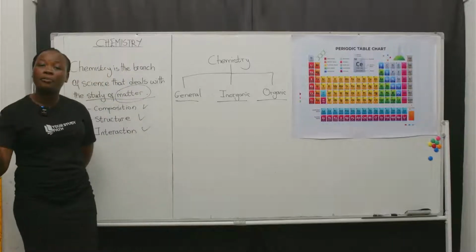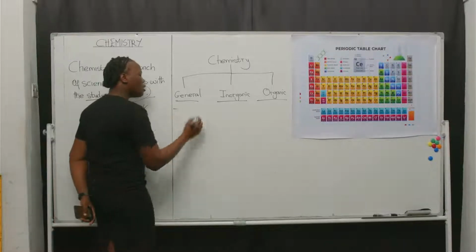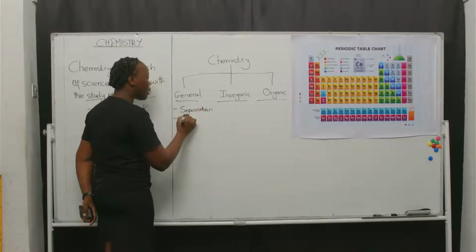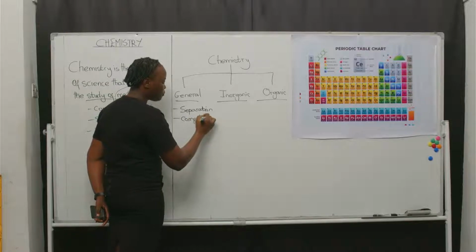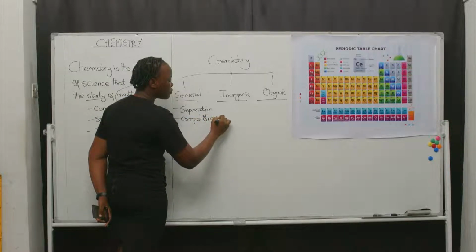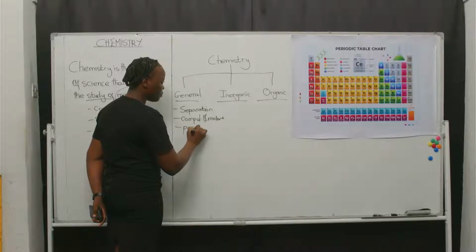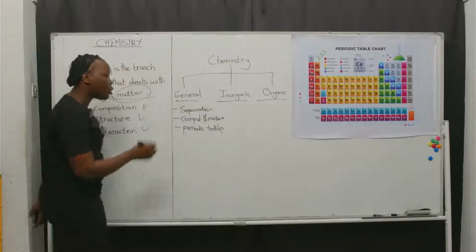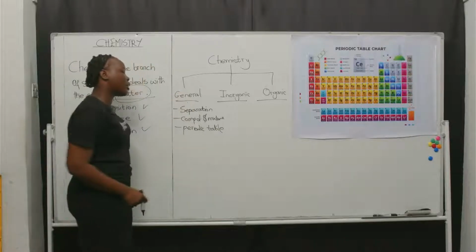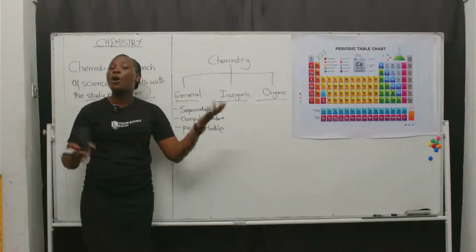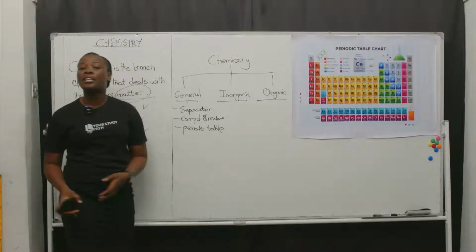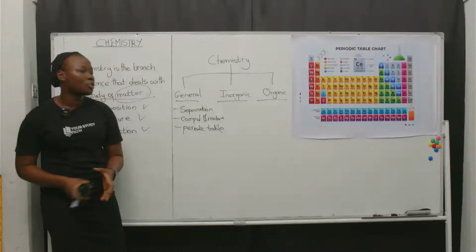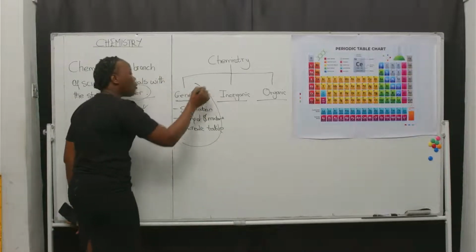When we say general chemistry, what comes to mind? Topics like separation, topics like compound and mixture, periodic table, and a whole lot falls under general chemistry. Separation, compound, mixture, matter, volumetric analysis, acid and base, oxidation and reduction reaction, they are all under general chemistry.